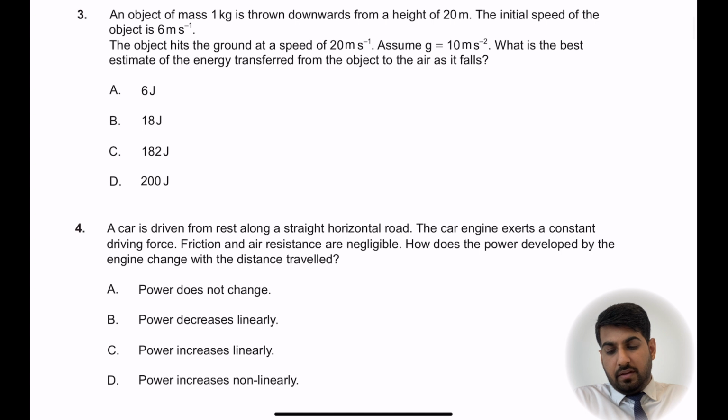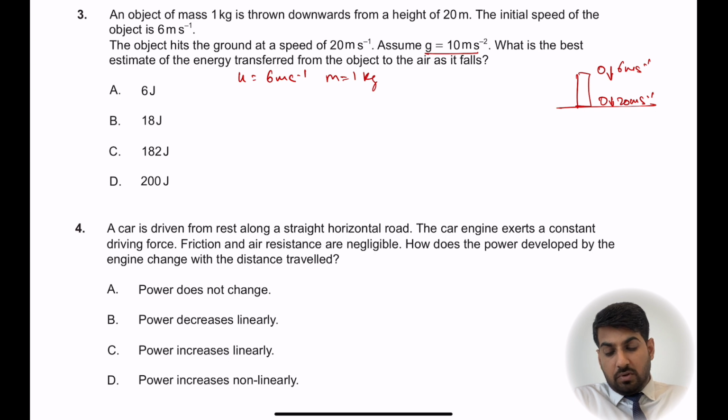Now question number 3. An object of mass 1 kg is thrown downwards from a height of 20 meter. So u is given to me as 6 meter per second initial speed. The mass is given to me as 1 kg and it is thrown from a height of 20 meters with an initial velocity of 6 meter per second. The object hits the ground at 20 meter per second.